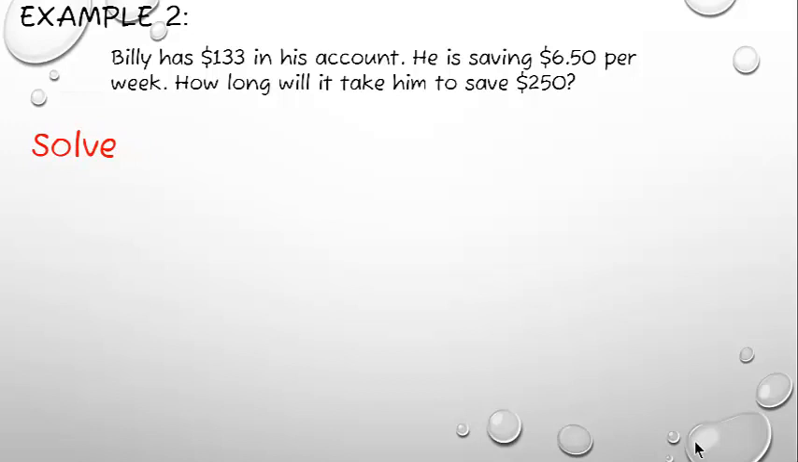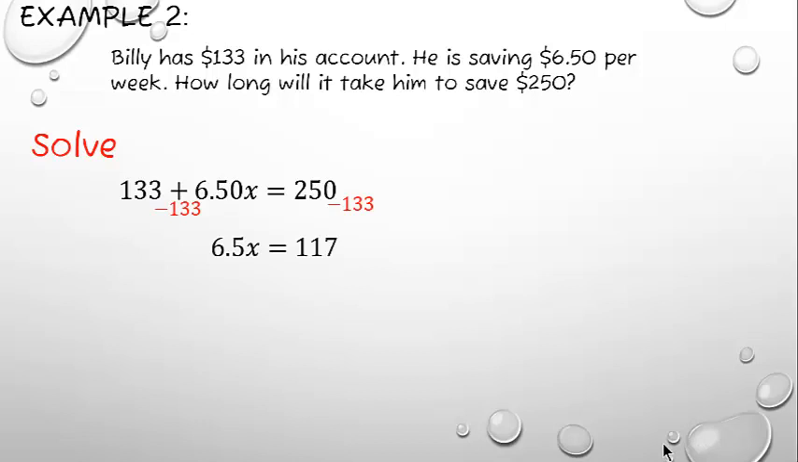Okay, we're going to solve that equation now. So 133 plus 6.50x equals 250. The constant on that one is 133. That's what we want to get rid of. So if I subtract 133 from both sides, I end up with 6.5x equals 117. What we're going to do now is divide by 6.5 on both sides so we can get x by itself. And I end up with x equals 18.